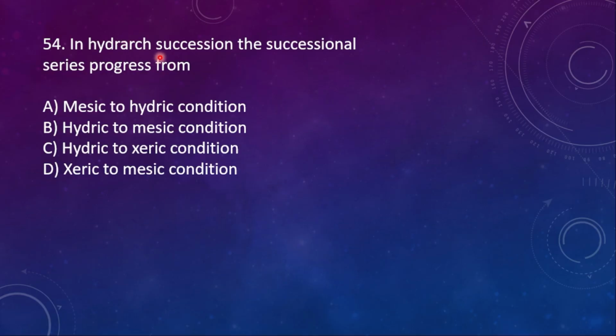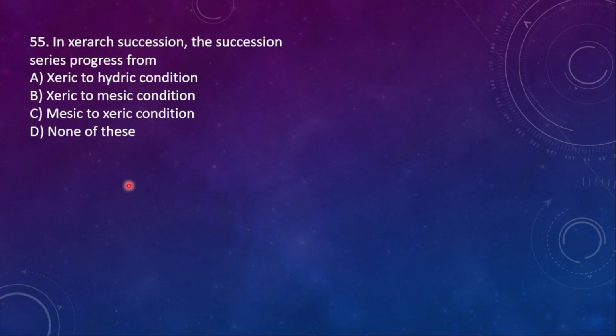54. In hydrarch succession, the successional series progress from mesic to hydric, hydric to mesic, hydric to xeric, and xeric to mesic. So here the right option is hydric to mesic, that is B. Next, 55. In xeric succession, the succession series progress from xeric to hydric, xeric to mesic, mesic to xeric, none of these. Here the right option is B.